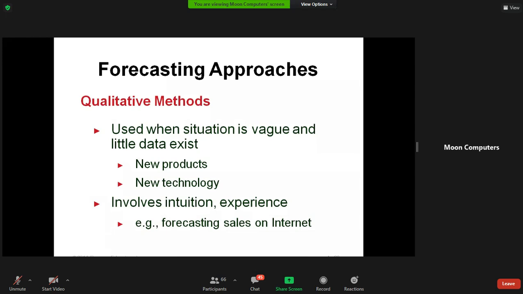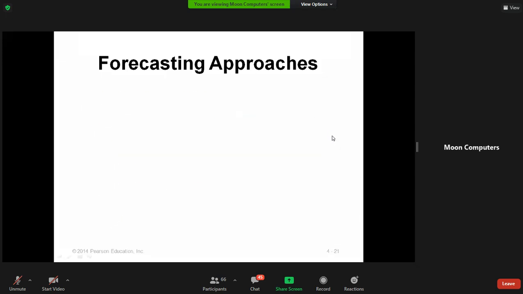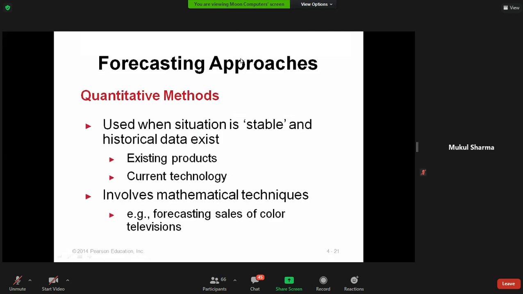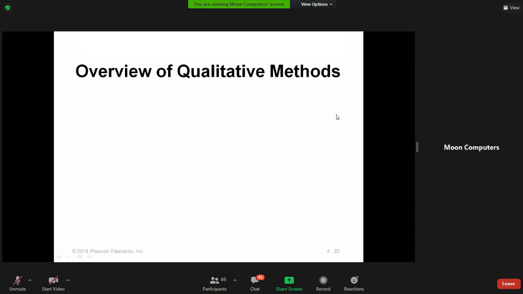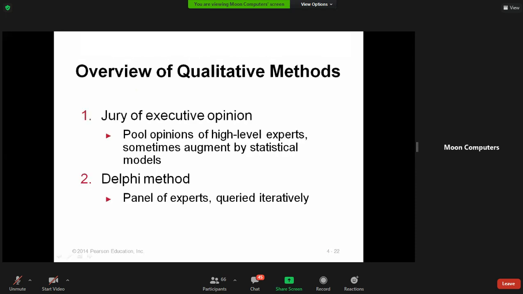The method of forecasting which we call qualitative is based on an approach which is less dependent on numbers. By qualitative, we mean that approach where the dependency is less on numbers and more on your experience, your thoughts and opinions. That approach we call the qualitative approach.